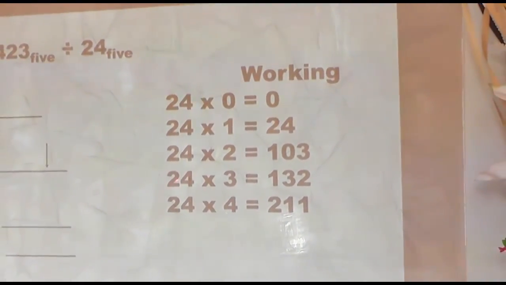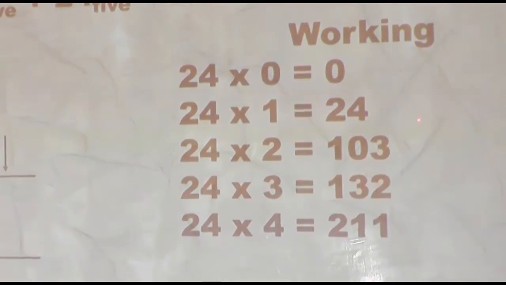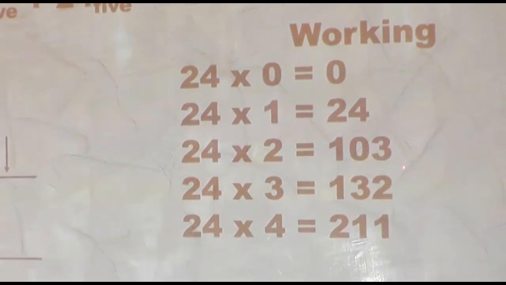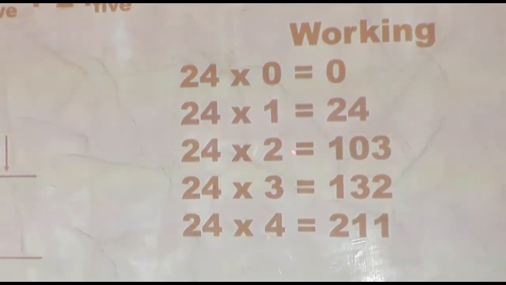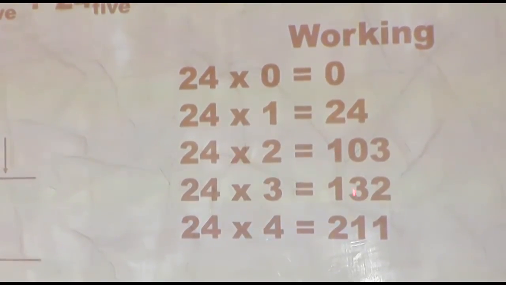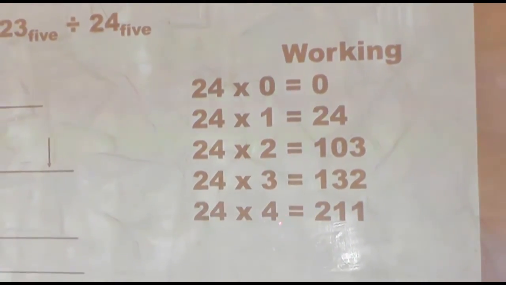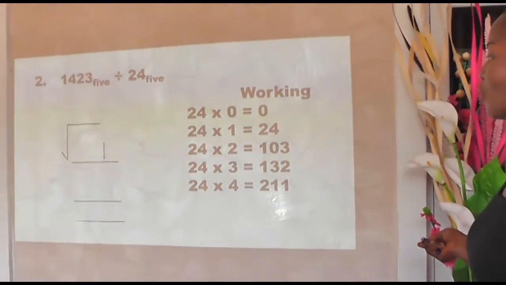Now, 3 times 2 will give 6, plus the 2 I carried. 6 plus 2 will give us 8. Now, how many 5s can we find in 8? Is 1. Then the remainder will be 3. So, also the same thing applicable to this. 24 times 4 will be equal to 211.